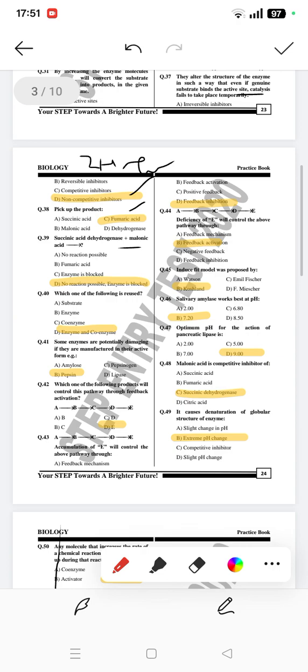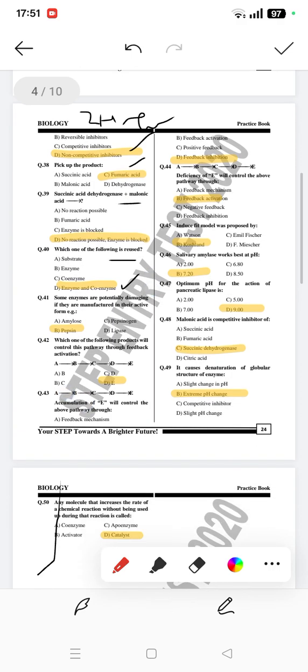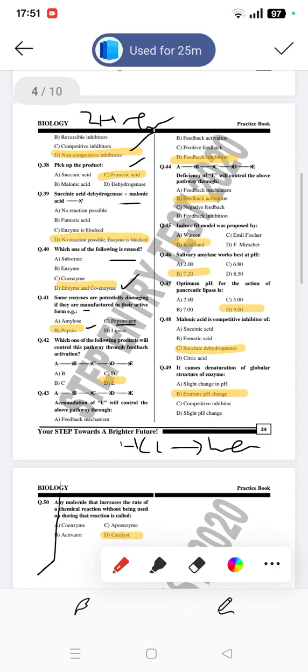Which of the following is reused? Enzymes and coenzymes are reused. Some enzymes are potentially damaging if they are manufactured in the active form. Pepsin is an active form, pepsinogen is an inactive form. It gets activated by the reaction with HCl in the lumen of the stomach, and by some lining or the mucus of the stomach as well.